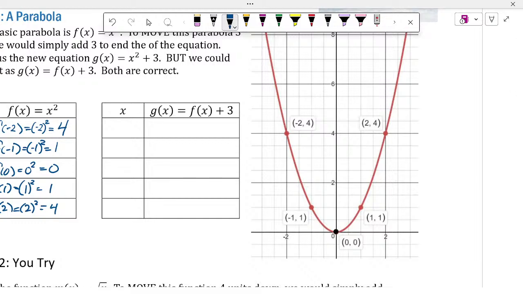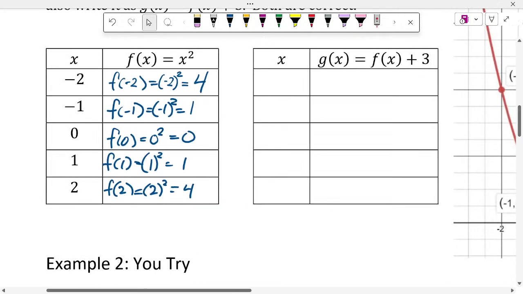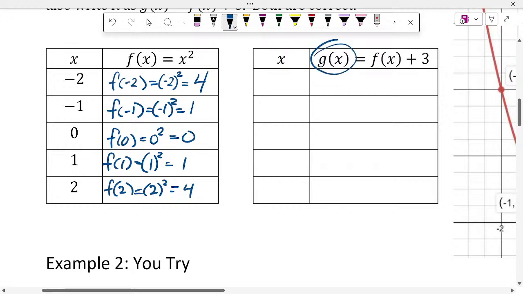Now, what I want you to do is make a new function, g at x. But g at x is going to be based on a previous function. You can do that. To evaluate g at x, what I want you to do first is evaluate f at x, and then what do I want you to do? Add 3. Do we see that? Is that allowed? Yeah.